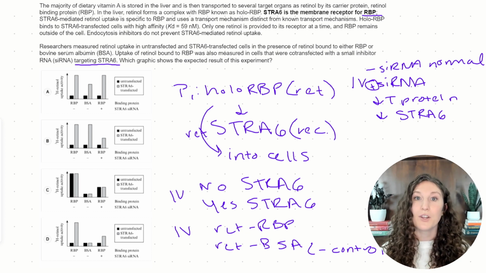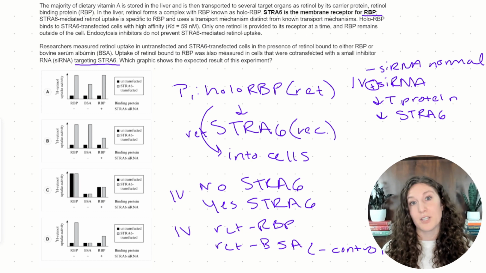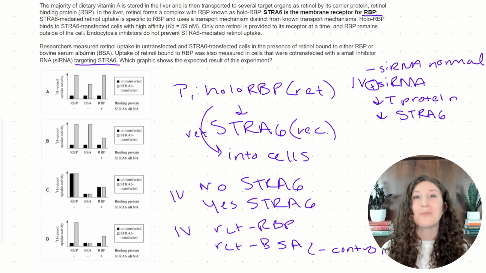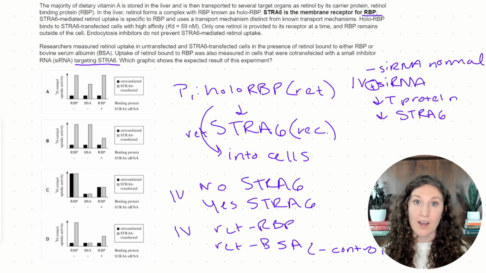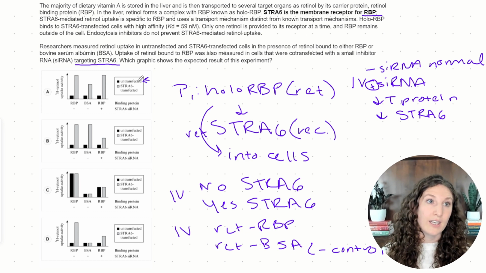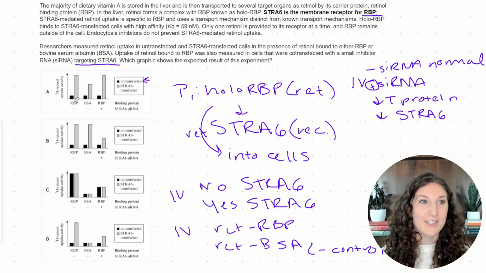So let's start with whether or not we have the receptor, yes, no, STRA6. If we do not have the receptor, should we get uptake into the cell? If we don't have a receptor, can we get retinol into the cell? Probably not, right? So for the untransfected cells, the ones that do not have the receptor, I should see low levels of retinol uptake. And our retinol uptake is on our y-axis, so I'm looking for the black bar here. I'm looking to see low levels across the board, because if we don't have the receptor, we can't get that retinol into the cells. So A looks good.